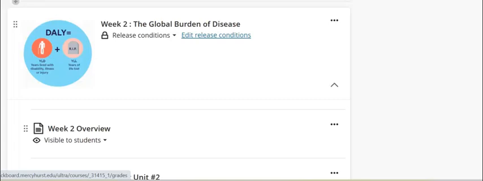Welcome to Learning Unit number 2 of Nursing 402. In this learning unit, we're going to go over a lot of terms that are used in global health. And some of it can get a little confusing, so that's why there's a lot of different resources that are kind of helping you work through some of the terms. Even starting with a little picture here of a DALY.